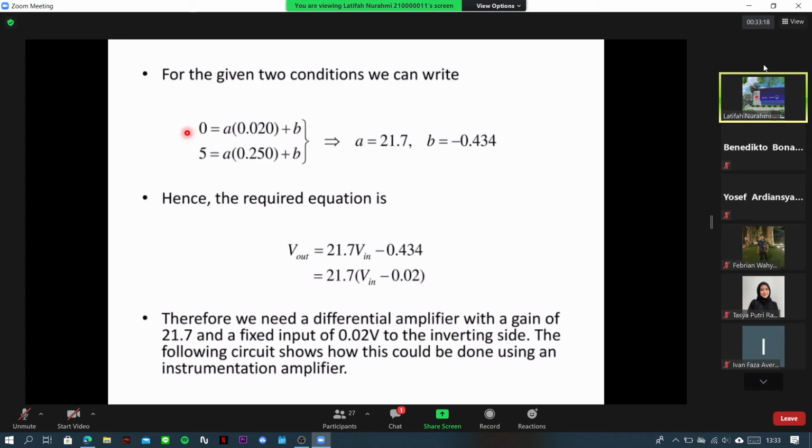Then we put it here: 0 equals A times 0.02 volts plus B, and 5 equals, this is the upper limit, A times 0.25 plus B. Because we have two equations with two constants, A and B, we can solve and find the value of A and also the value of B. So you can see the relation between the output voltage and the input voltage follows these equations.